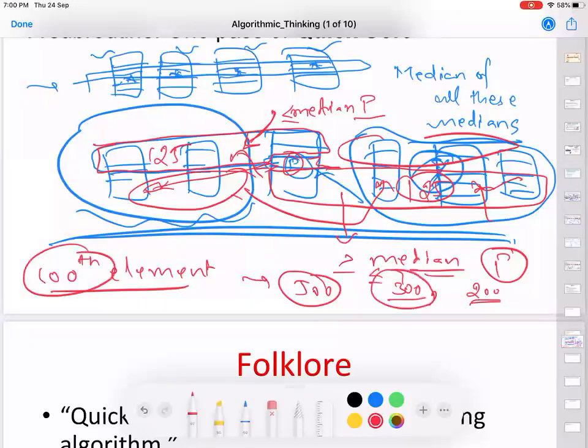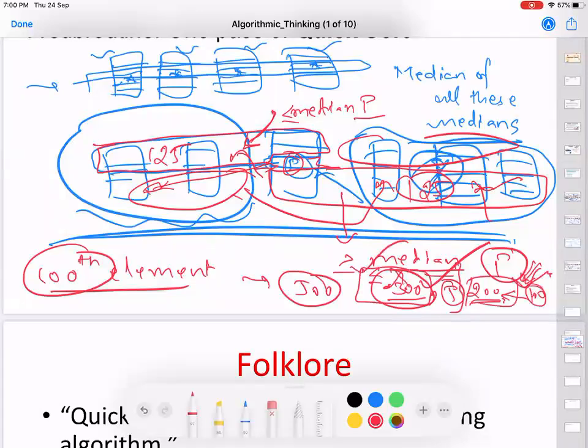I have to search in this particular partition, because I know that all the elements which are greater than this P are in here. I am checking for the 100th largest element, so definitely the 100th element would be in this partition because the top 200 elements lie here. So you can ignore this.